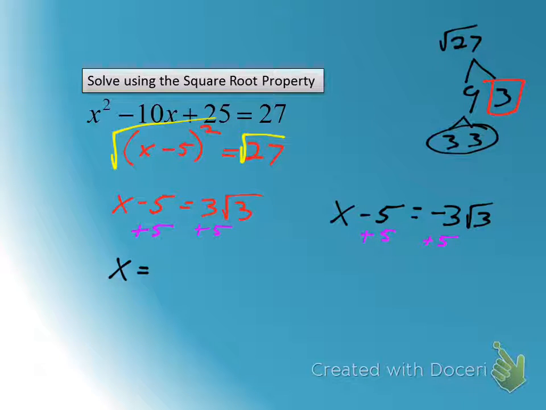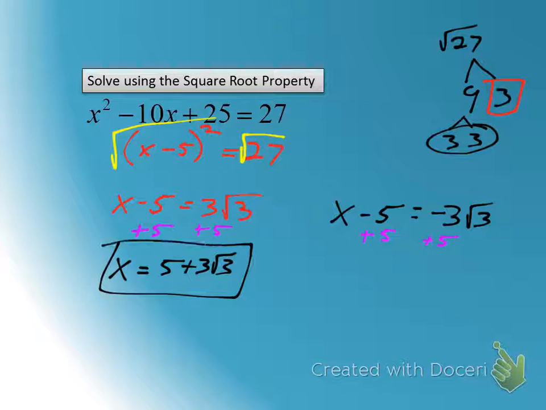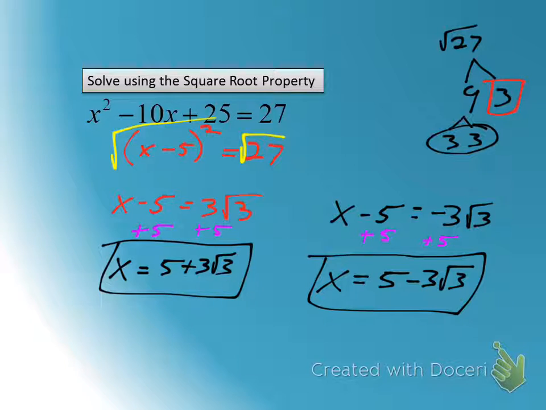Now, are these like terms? The 3 radical 3 and the 5, are those like terms? Can you add those up? No. So you just literally write it as 5 plus 3 square root 3, and that is a good answer. The other one, x equals 5 minus 3 square root 3. You box that, and that's a good answer.